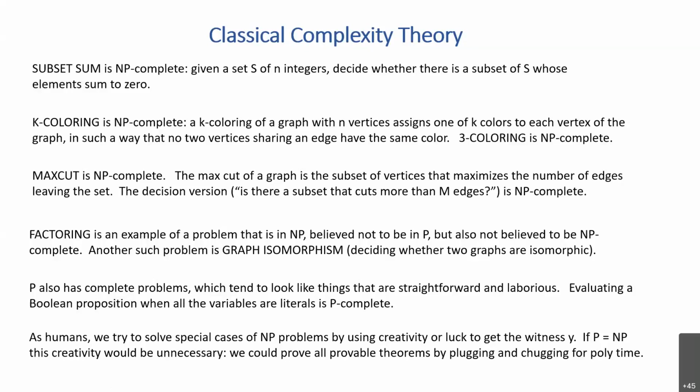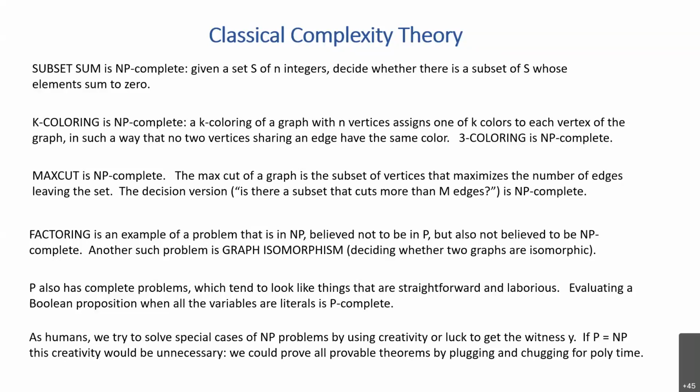Now, factoring is an example of a problem that is in NP. It's believed not to be in P, so we don't think we have an efficient algorithm, but we also don't think it's NP-complete. And there's theoretical evidence for this, that factoring shouldn't be NP-complete. Another problem of intermediate complexity, which seems not to be in P but is also not NP-complete, is graph isomorphism.